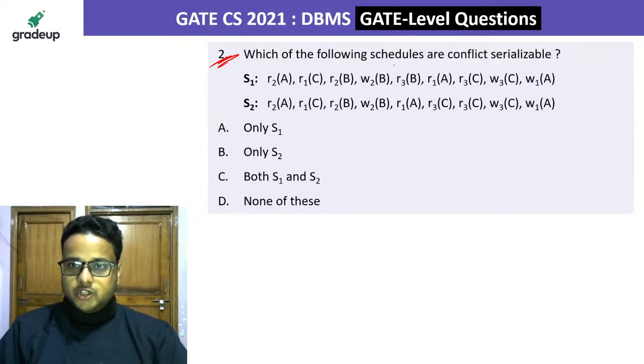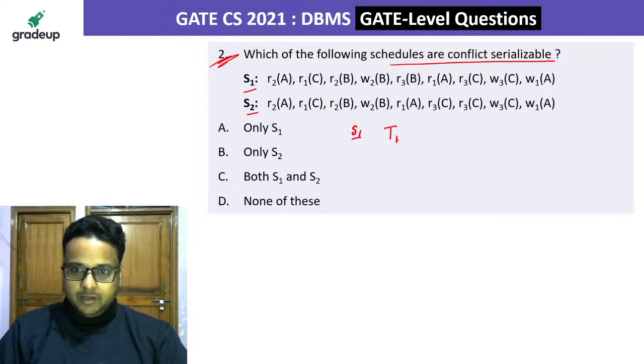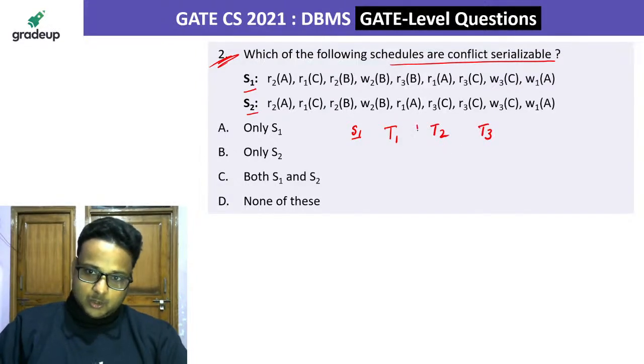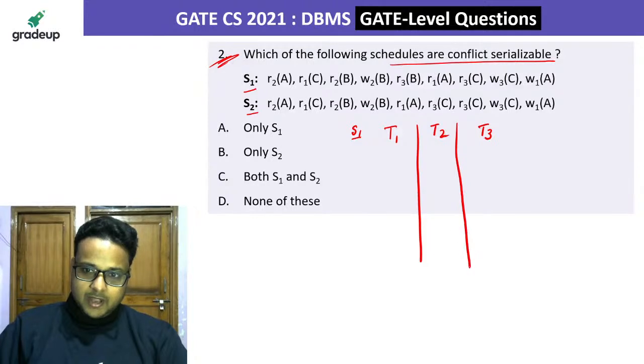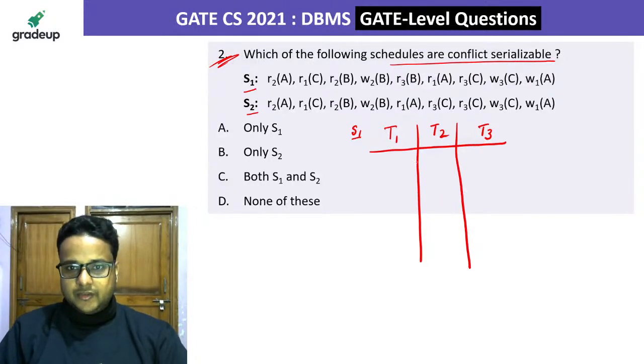Which of the following schedules are conflict serializable? If you see S1 and S2, and I focus on S1, here we will be having T1, T2, and T3. So basically we are having 3 transactions.